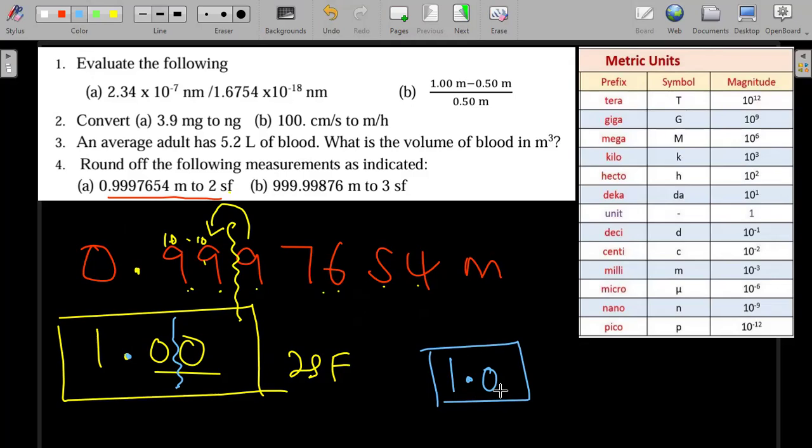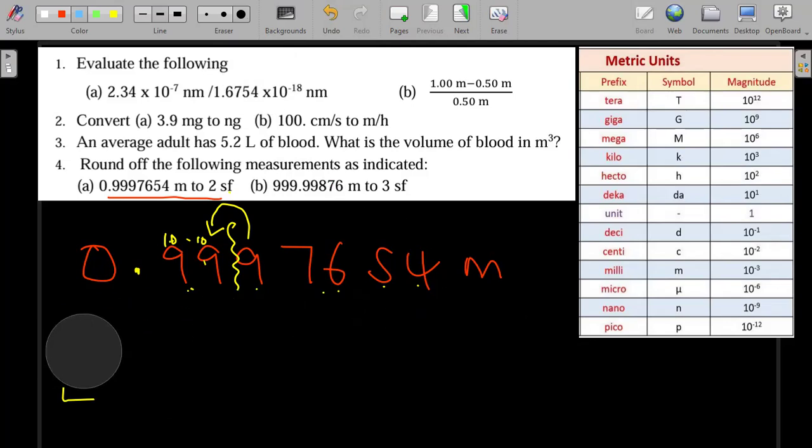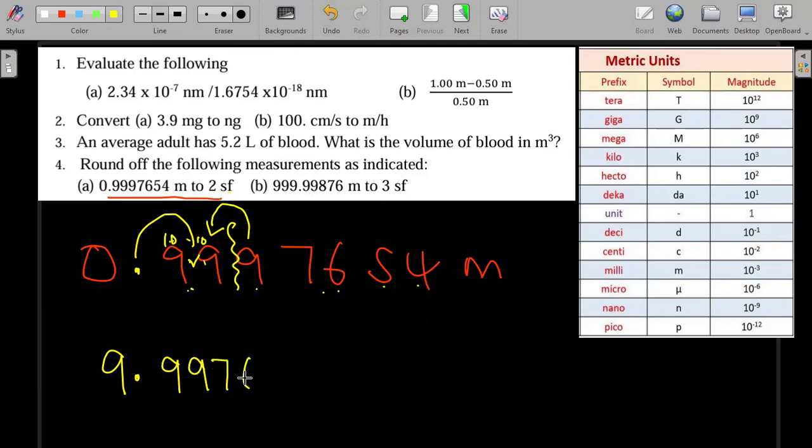Then this one will have two significant figures. Or if you want, you can first express this number in scientific notation. So what we can do here is take this decimal place one step to the right. So this will be 1.997654 times 10 to the power... How many times have I moved? I've moved one time to the right.